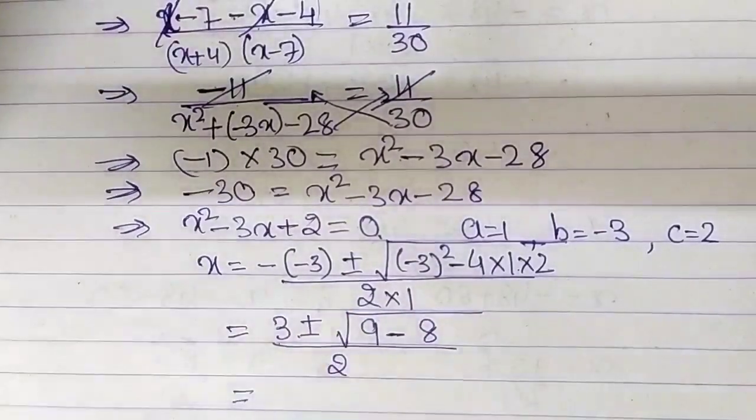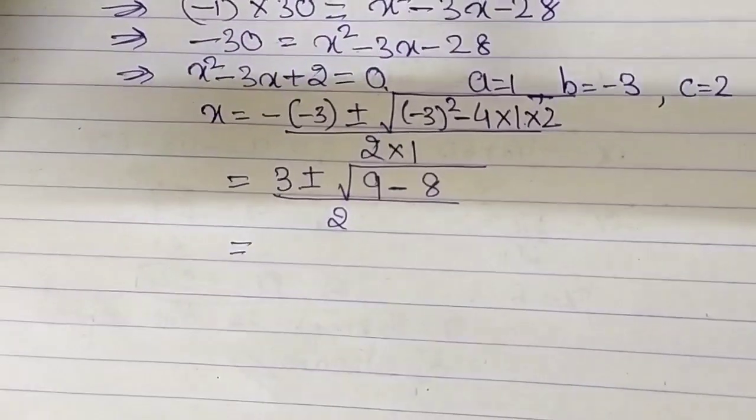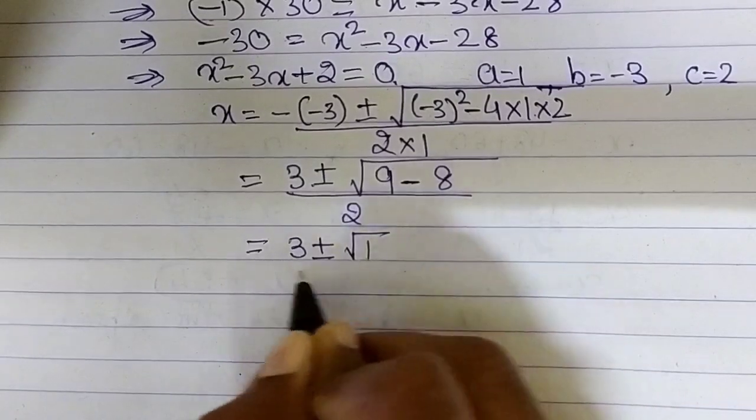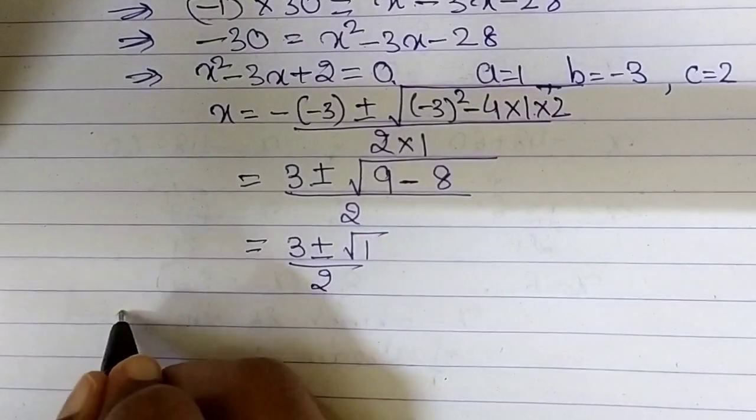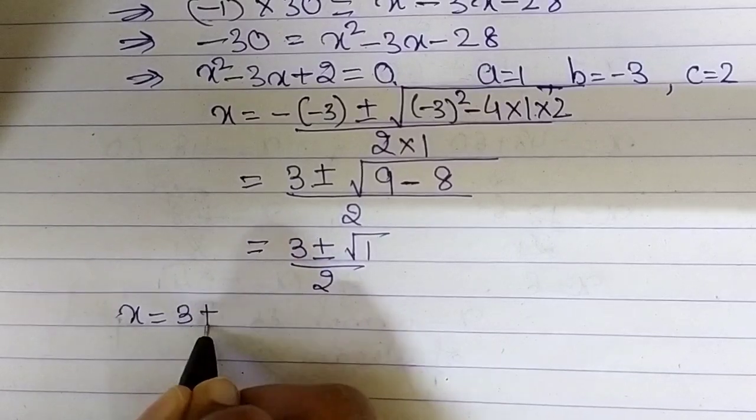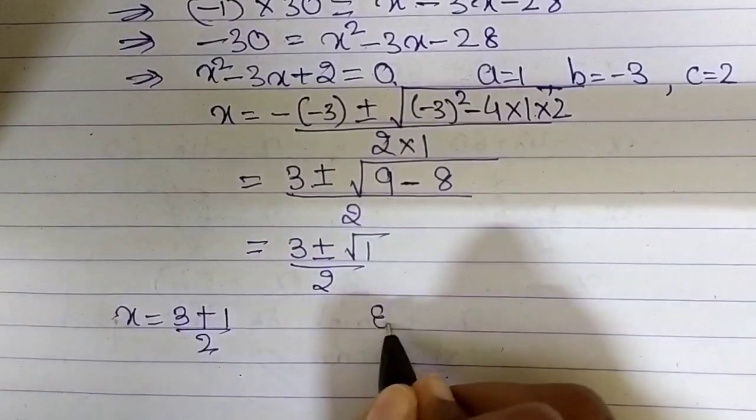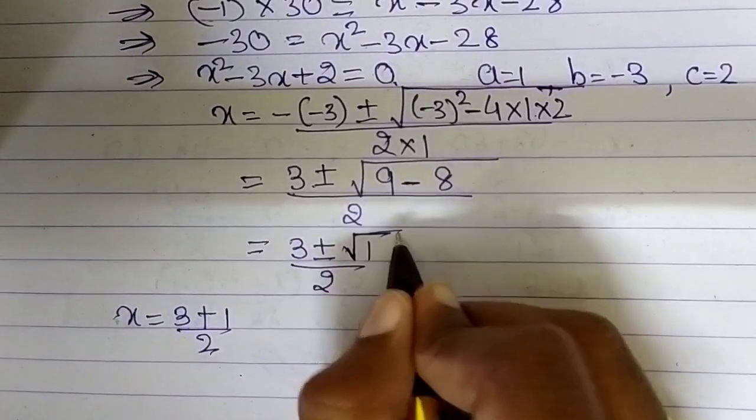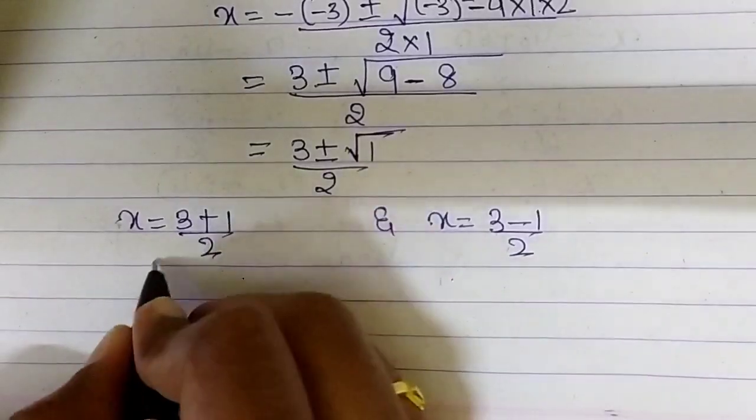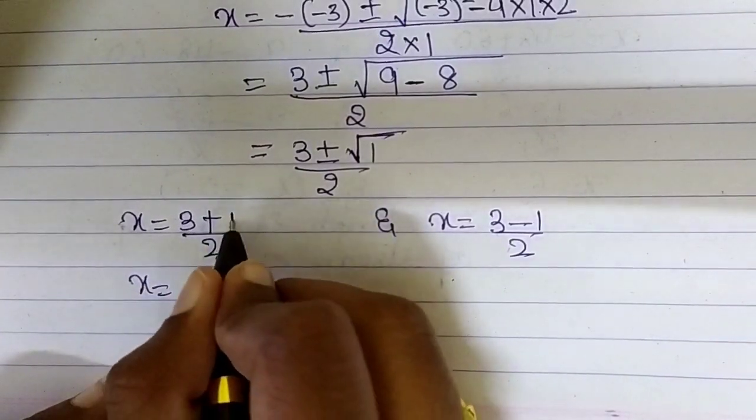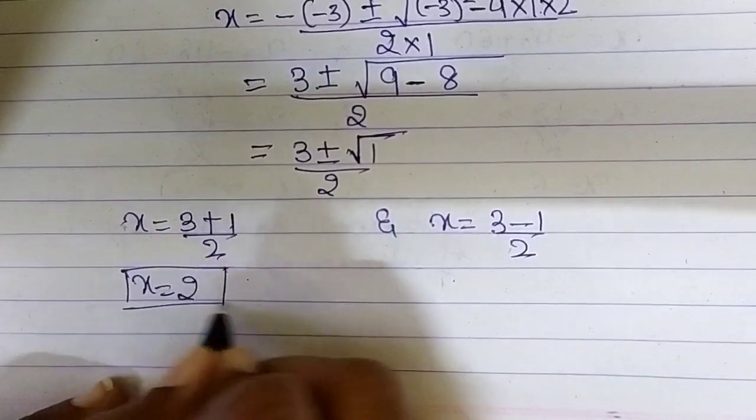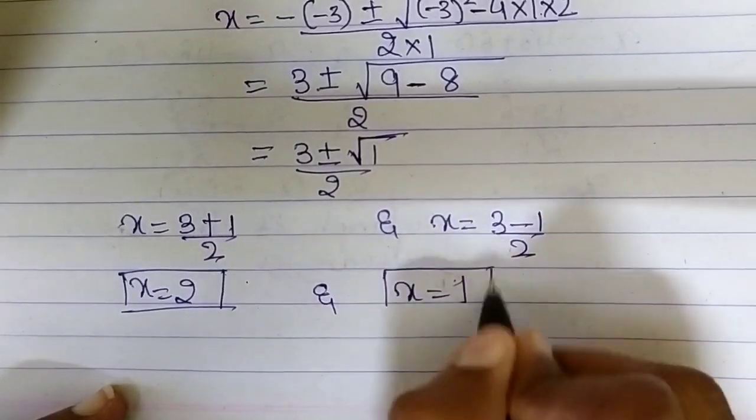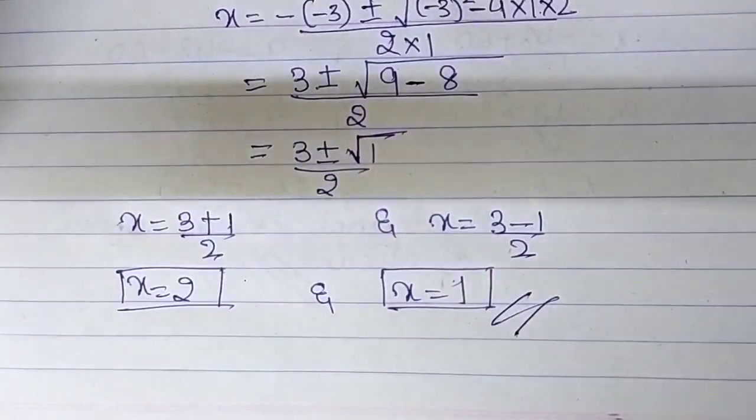So this will be equal to 3 plus or minus under root 1 by 2. So now splitting the factors, x equal to 3 plus 1 by 2 and x is equal to 3 minus 1 by 2 because root 1 is 1 itself. So now simplifying we get x is equal to 3 plus 1, 4, 4 by 2, 2. This is one of the roots and x is equal to 3 minus 1, 2, 2 by 2, 1. This is the second root of the given quadratic equation.